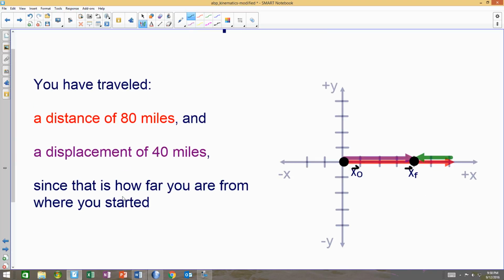Then what we can see is that we've traveled a distance of 80 miles, but we have a displacement of 40 miles, since that is how far we are from our starting point here, or the reference point. And notice that the displacement is the purple vector.